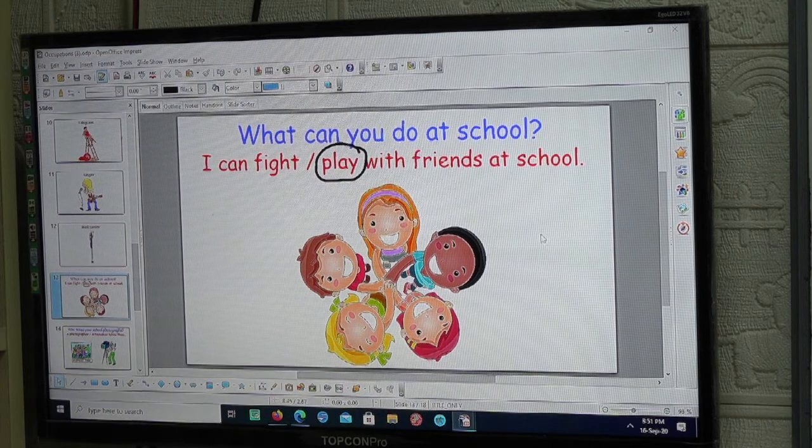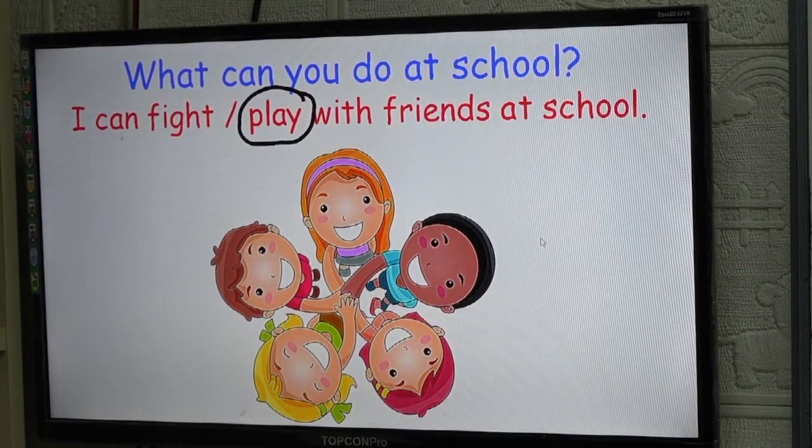Right? It's not good to fight with your friends at school. You can play with friends at school. So what can you play? There are many things you can play at school, right? Many different games. And you can even learn with your friends at school, right? Because there are many different lessons at school. Yes. So, how many children can you see in this picture?